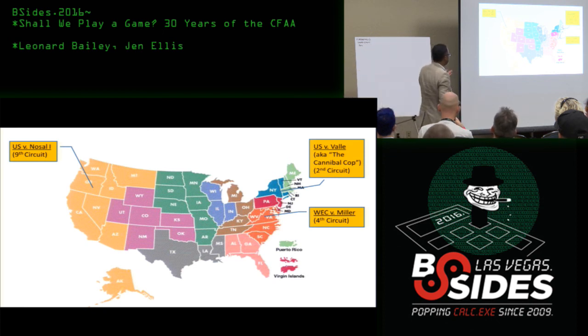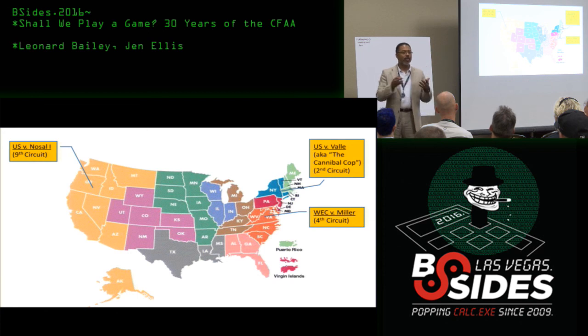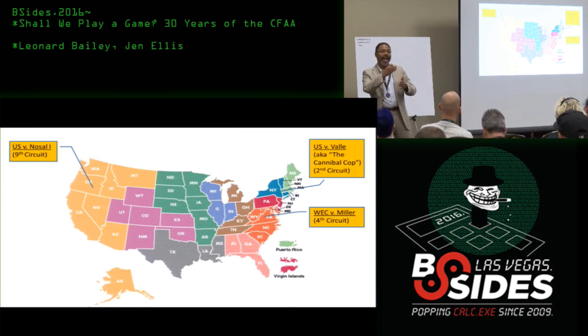You had two other circuits, the Fourth and the Second, who reached a similar decision. In the Second Circuit's Cannibal Cop case, you had the police officer who was trolling the police databases to find potential victims to kidnap and assault. The government's theory there was that when you were accessing that database, as a police officer, you were not doing that consistent with your employment agreement, and therefore your access was a violation of the CFAA. The Second Circuit came back and said, just like in the Nozzle case, no, that's not the way it works, because this individual had legitimate access to the network, and you cannot turn that into unauthorized access because of a mere violation of the way they chose to use the computer at the time.